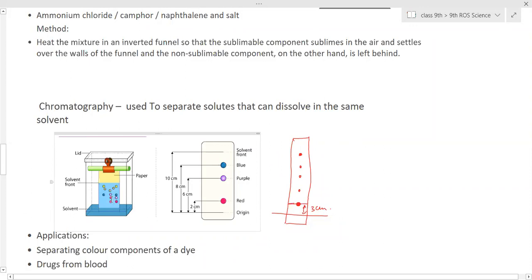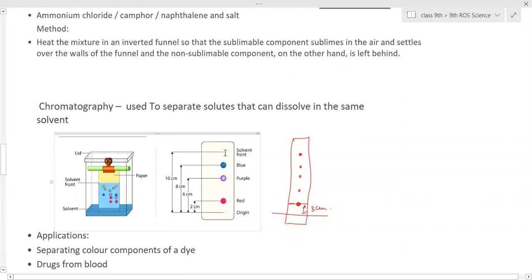and it will start taking the different components of the color separately at different heights. So it will start taking the different colors along with it. Depending on their solubility, different colors separate at different positions, travel a certain distance and stop there. So red will travel less because its solubility is less. Purple's solubility, according to this diagram, is more than red, so it will travel a farther distance. Blue is most soluble in this solvent, so it will travel the maximum distance.